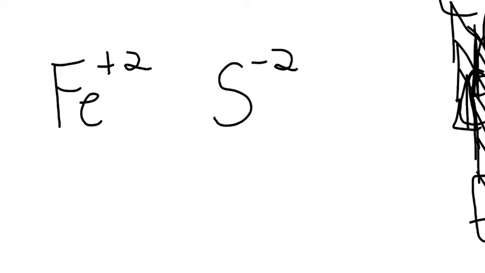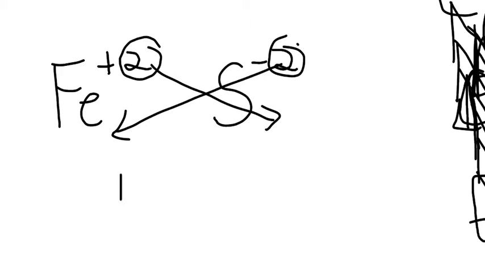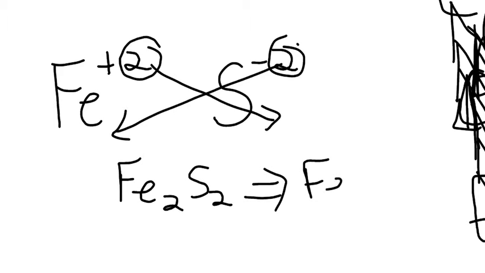Let's do a little bit more practice. Let's take a transition metal like iron. Now iron can have a +2 or a +3 charge. In this case I'm going to use iron +2, and let's combine it with sulfur. What do you get when you do crisscross? Well, I'm going to bring down the 2, bring down the 2. I'm going to get Fe2S2, and then I'm going to simplify it, and I'm going to get FeS.